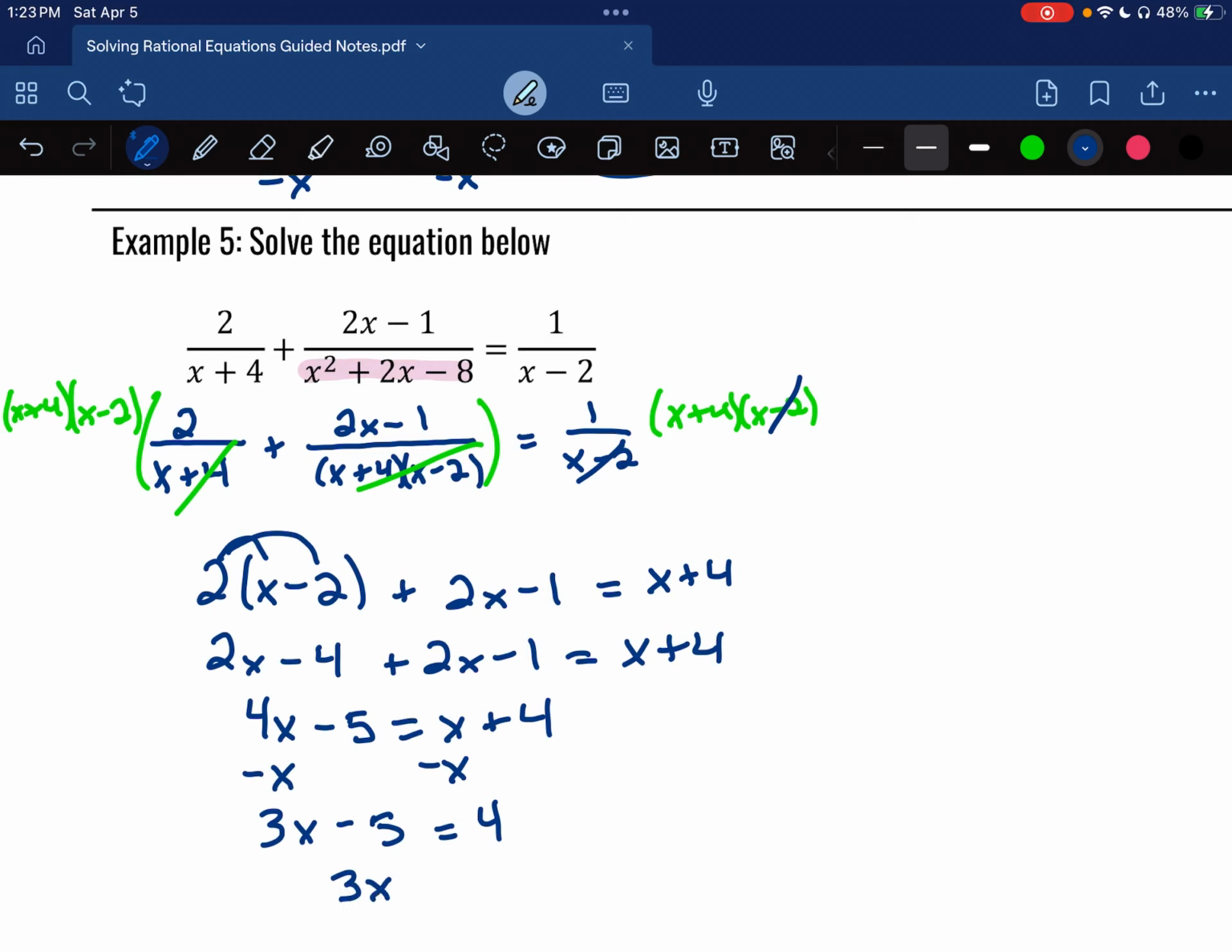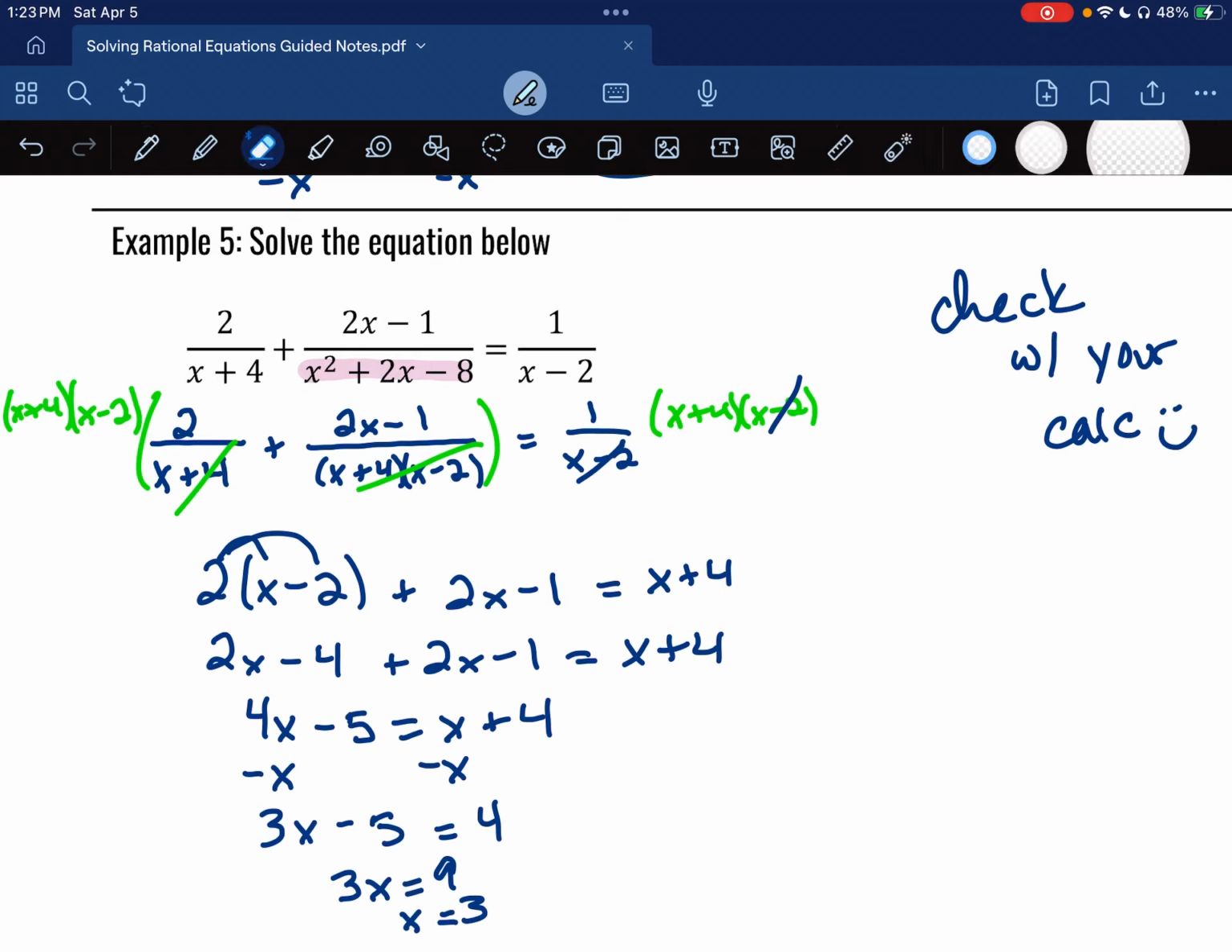And again, check with your calculator, because like I said, at least this time it's not a fraction. It's just 3. But you would have to take this 3 and plug it in here, and here, and here, and here, and here, and you might as well just check it in your calculator to see if it works.